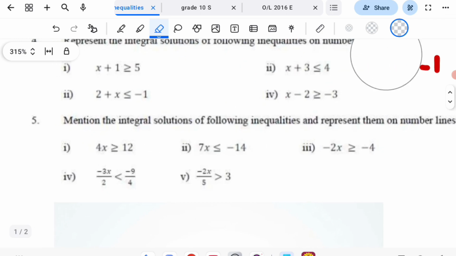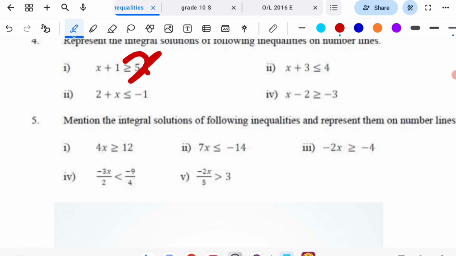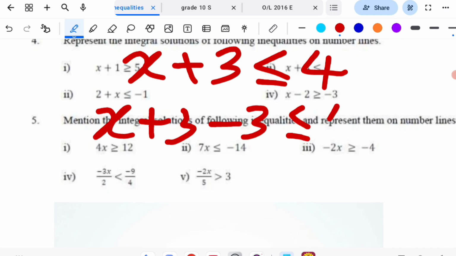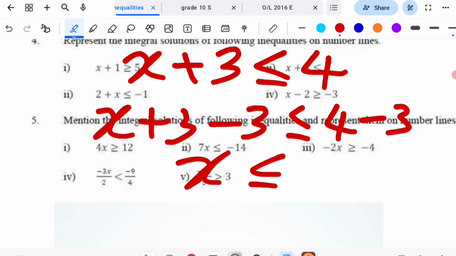Then part 2, x plus 3 less than or equal to 4. We have to remove plus 3. Therefore, we can put minus 3 to both sides. x less than or equal to 4 minus 3, which is 1.